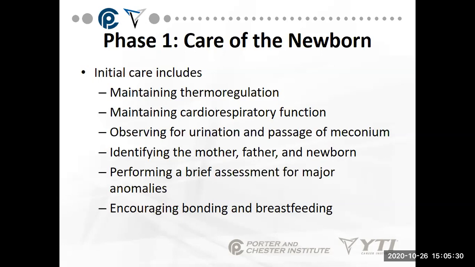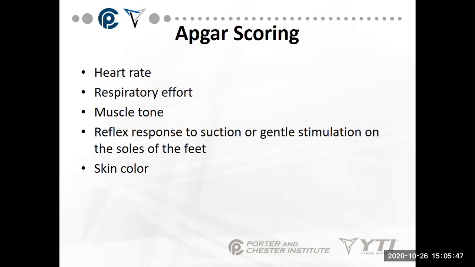Again, you're wiping and cleaning the baby and gently doing the bulb suctioning. So you want to make sure that you're doing that, but I think we're going to go through that in a different chapter. And also you want to perform the APGAR score. Make sure you review that in your book.